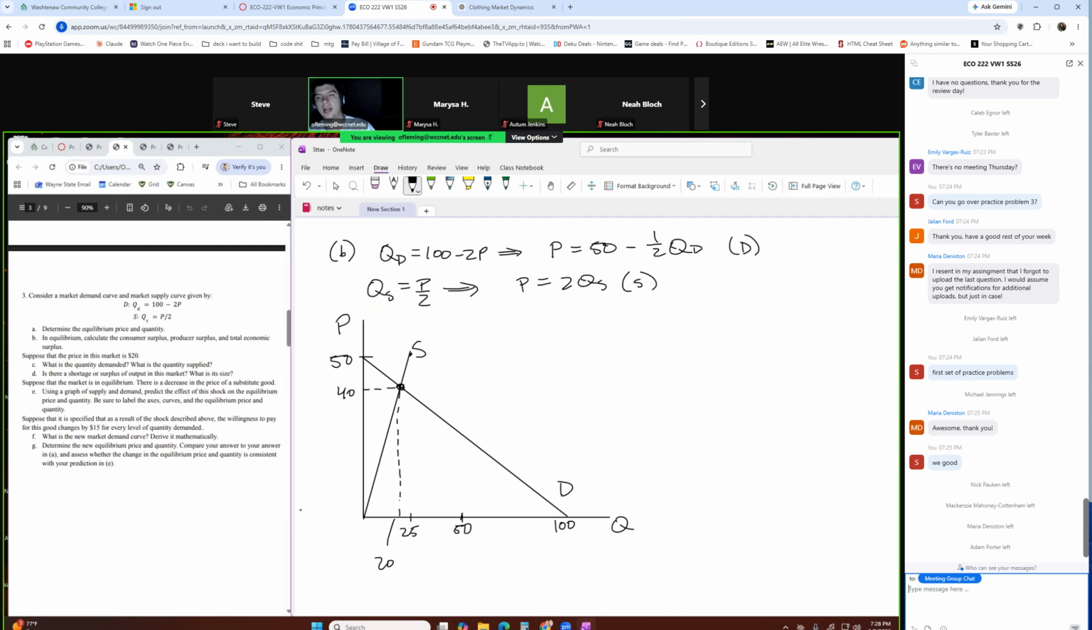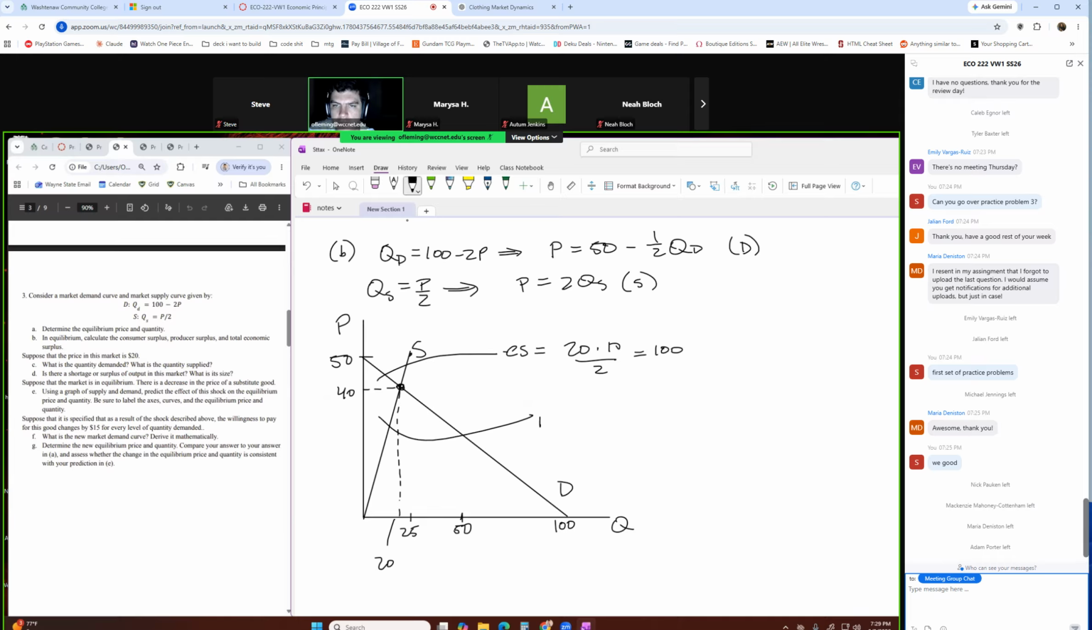So all of that was set up so that I can calculate consumer and producer surplus. This area is the consumer surplus, and this is going to be equal to the base of the triangle, 20, times the height of the triangle, 10, divided by 2. So that is going to equal 100, right? It's going to be 200 divided by 2, which is 100.